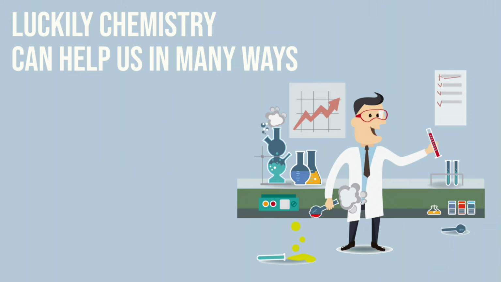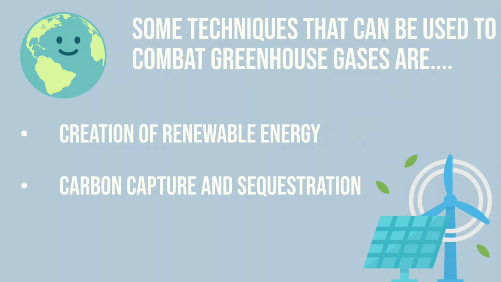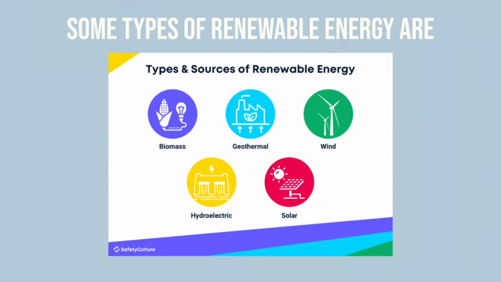Luckily, chemistry allows us to combat these issues that come from greenhouse gases. Some methods that could be used are using chemistry to create renewable energy and to achieve carbon capture and sequestration. Renewable energy comes in a wide variety. Some would be biomass, geothermal, wind, hydroelectric, and solar. Chemistry plays a major role in making these forms of energy possible. Moving forward, I'll describe each of these forms and how energy is generated through them.